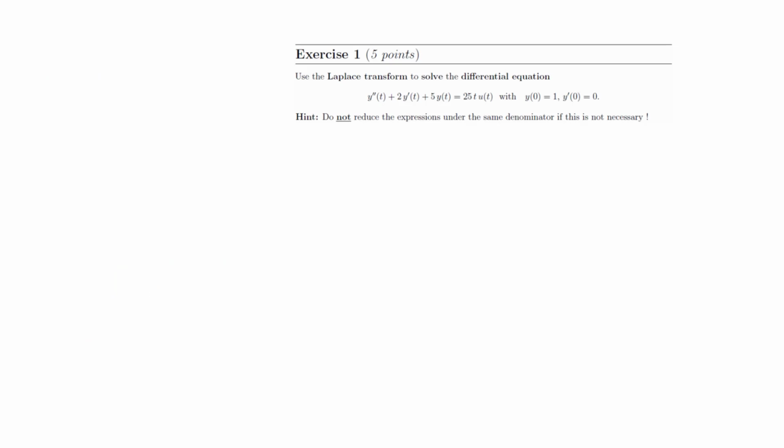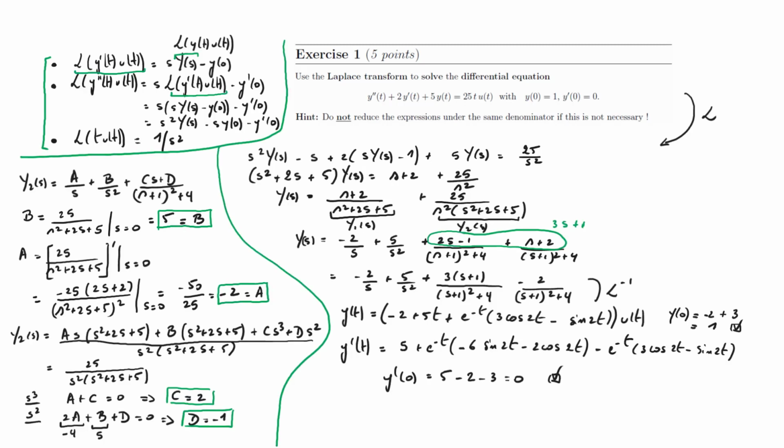Let us have a look at the first exercise and try to solve it. As usual, try to do this by yourself first and push the pause button. Let us first have a look at what we need to solve this exercise.